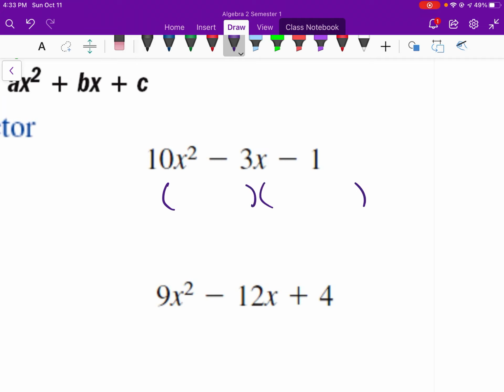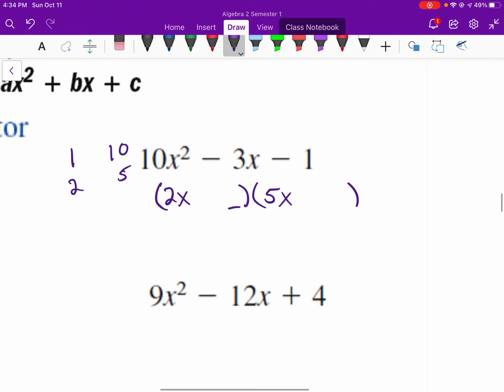Okay, no greatest common factor. Ways to multiply and get 10x squared are 1 and 10, or 2 and 5. I'm probably going to go away from the 1 and 10 right away. I'm just going to use that 2 and 5. So let's go 2x, 5x. And then our last part has to multiply and get 1. So it has to be 1 and 1. That's the only way to multiply and get 1.